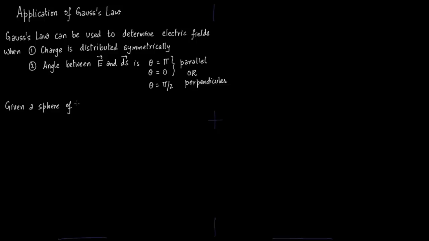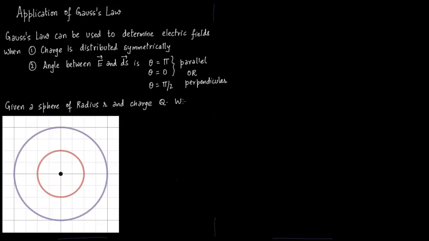So say you are given a sphere of radius r, and this sphere has charge q, capital Q. So this sphere is conducting surface, and therefore this charge is distributed uniformly. So first condition is satisfied. So we need to find electric field at a distance a from the center of the sphere.